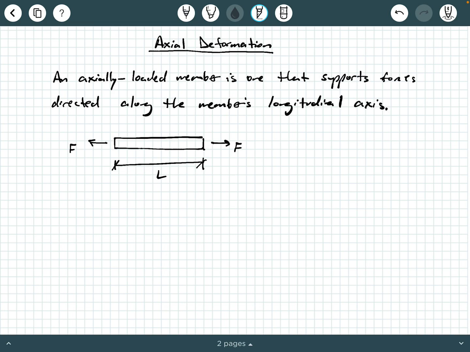And so this particular diagram is showing an axially loaded member in tension. We could also have an axially loaded member in compression, okay? So that would be the forces are tending to compress the member, but they're still directed along the longitudinal axis. So this is a compressive sense. This is a tensile sense, okay? Now, whenever a member is axially loaded, it will tend to deform, okay? And so we can start to explore this idea of elastic deformation of axially loaded members.